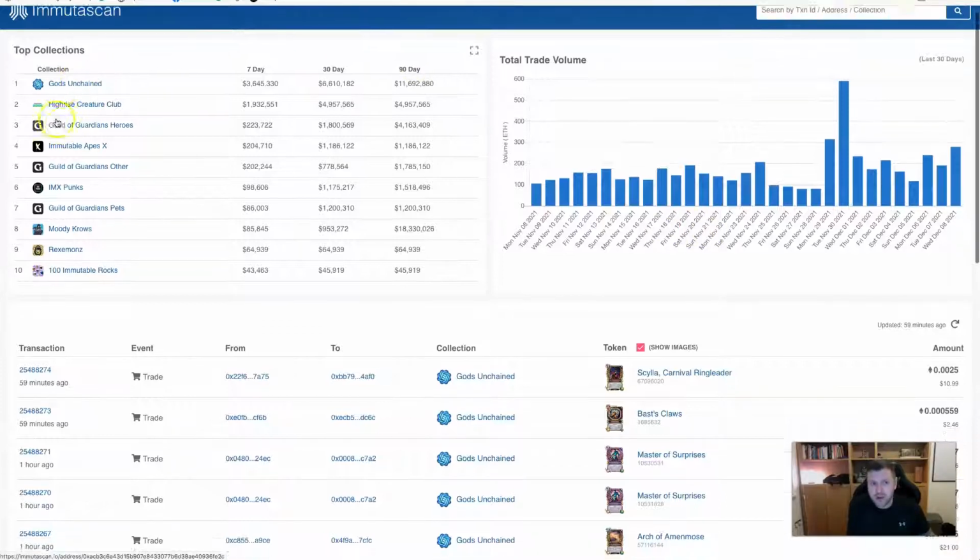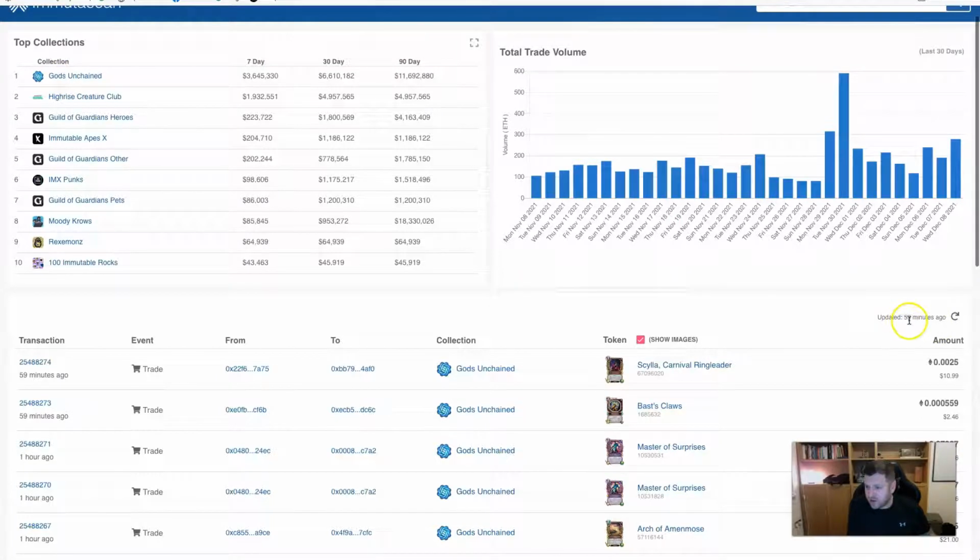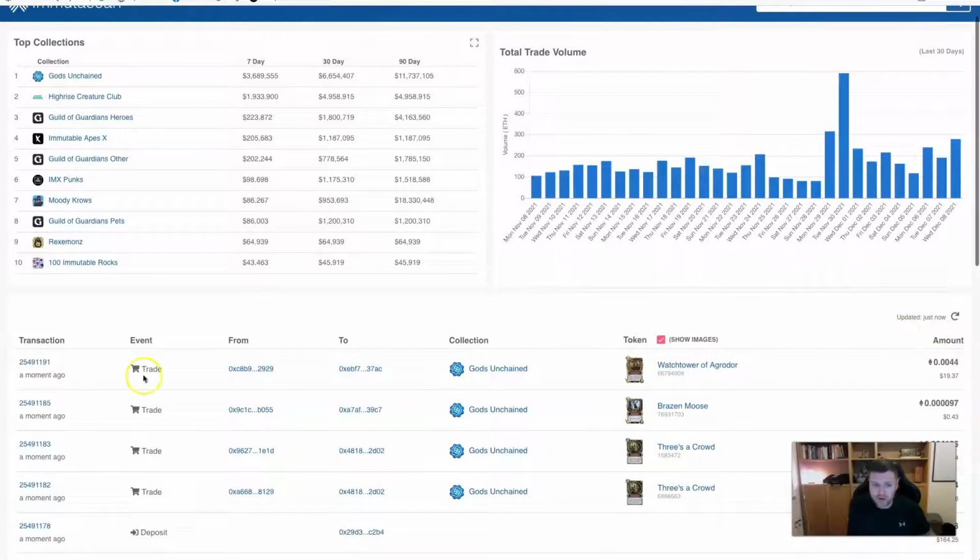Okay, so top collections. We can see here it shows it was updated 59 minutes ago. You can just refresh here, and it'll just refresh in a moment. So it's just refreshed just now. We can see all the trades happening in real time.